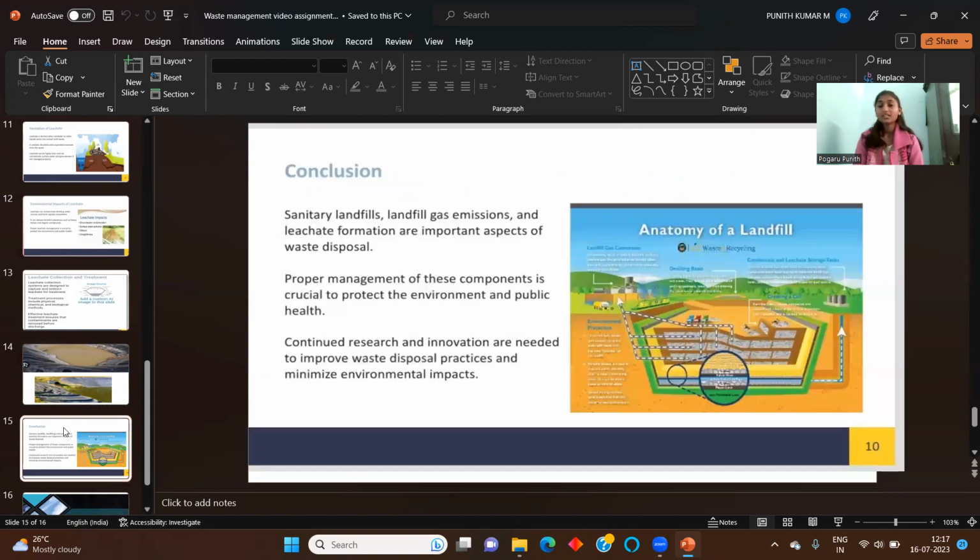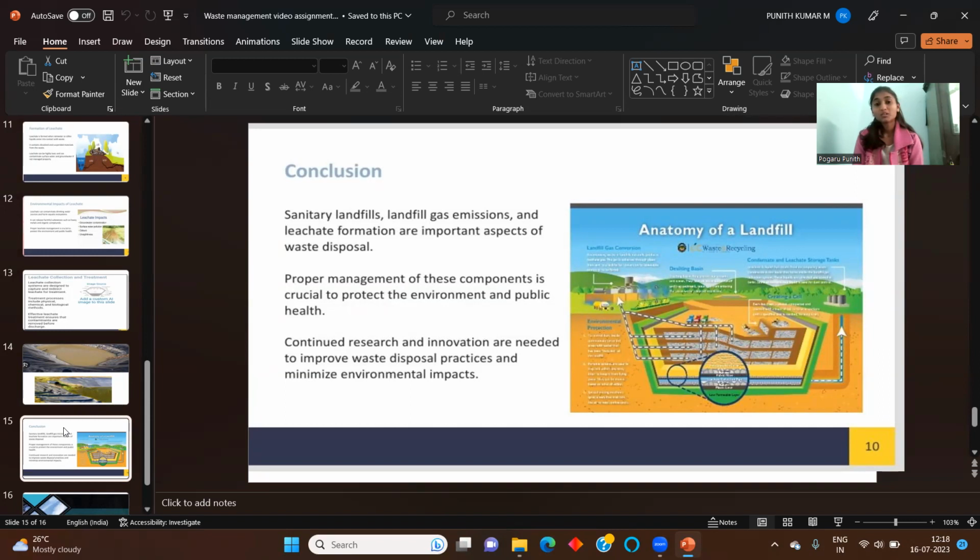And finally, the conclusion. I selected three topics, which are sanitary landfill, landfill gas emission, and leachate formation. These are three very important aspects of waste disposal, and proper management of these components is crucial to protect the environment and also public health. Continued research and innovation are needed to improve waste disposal practices and minimize the environmental impact.